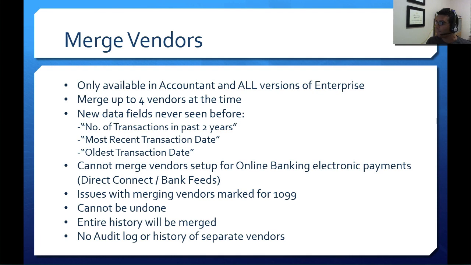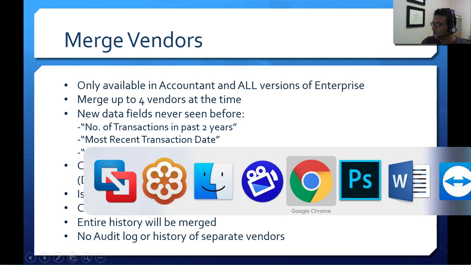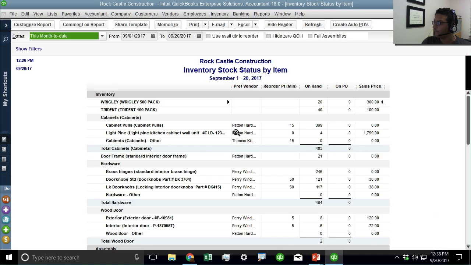All merging cannot be undone, so there's no undo button, so make sure you do a backup first. And remember, the entire history of all the vendors will be merged as if there were no multiple vendors in the first place, and there's no audit log or history of separate vendors. So make sure that you are aware that this is a pretty permanent process.